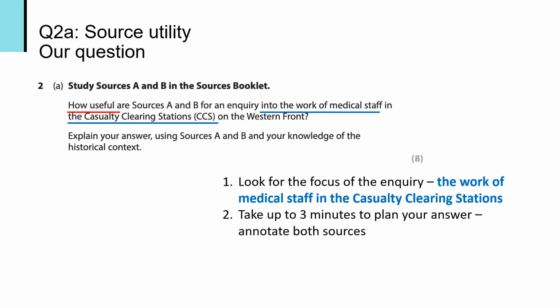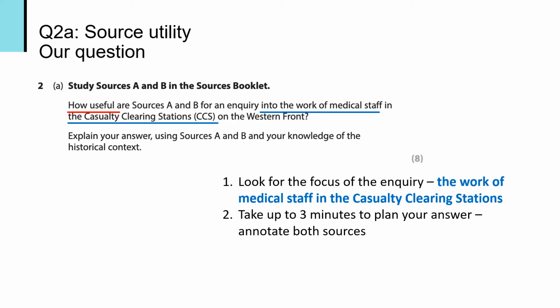Today we are going to look at this question from the Medicine in Britain paper. How useful are sources A and B for an inquiry into the work of medical staff in the casualty clearing stations on the Western Front? The question will ask you to explain how two sources are useful for an inquiry. You must focus on the inquiry in the question. And you can see here we have underlined in blue for you the focus of this inquiry, the work of medical staff in the casualty clearing stations.